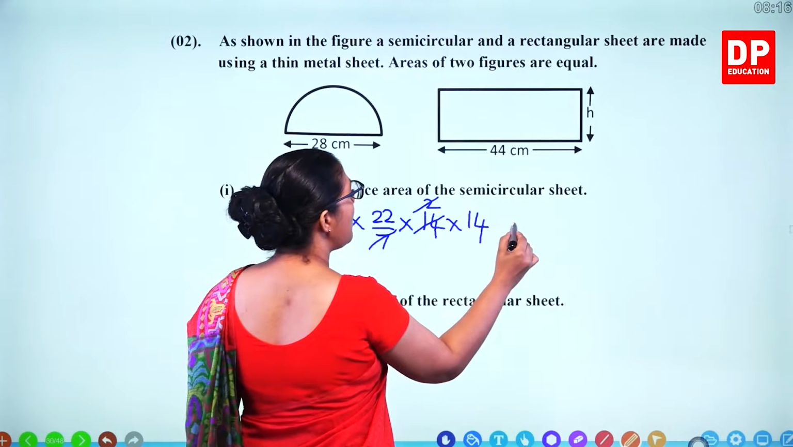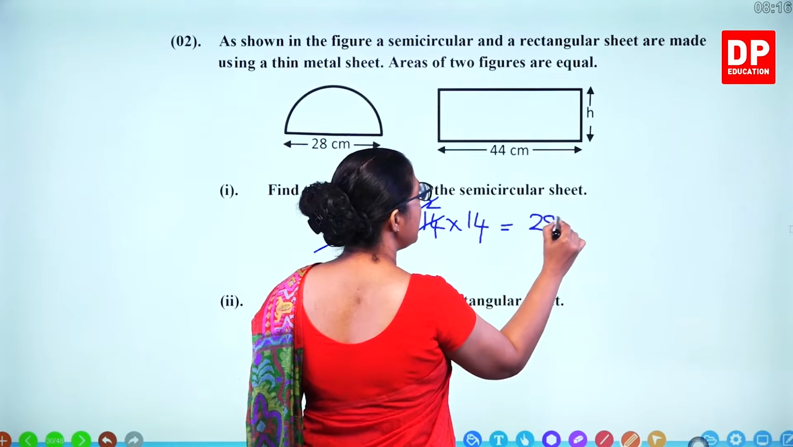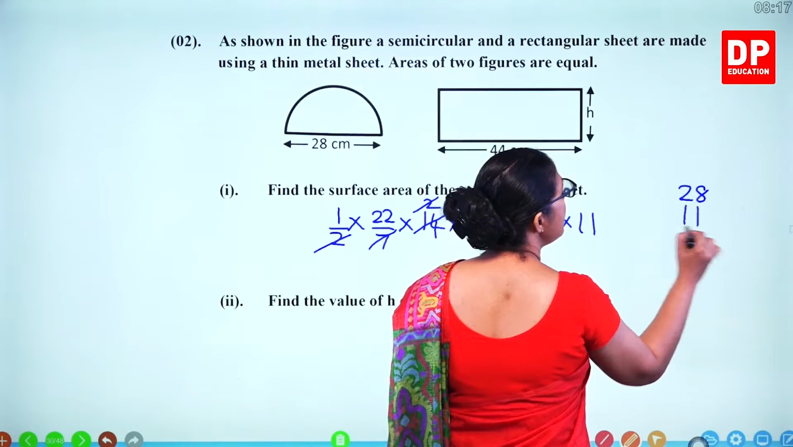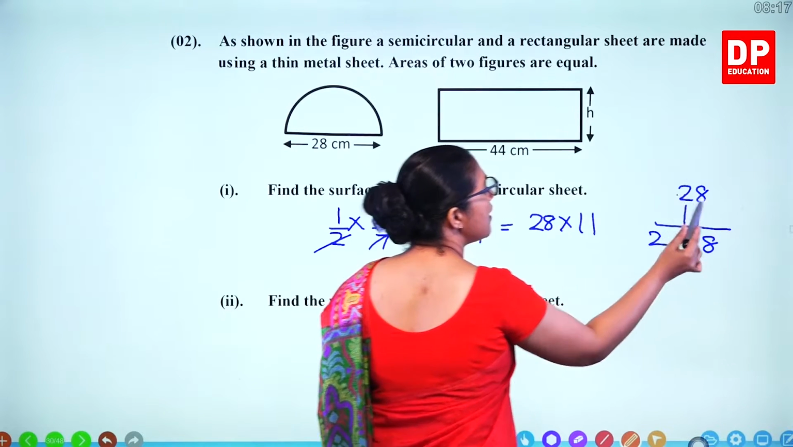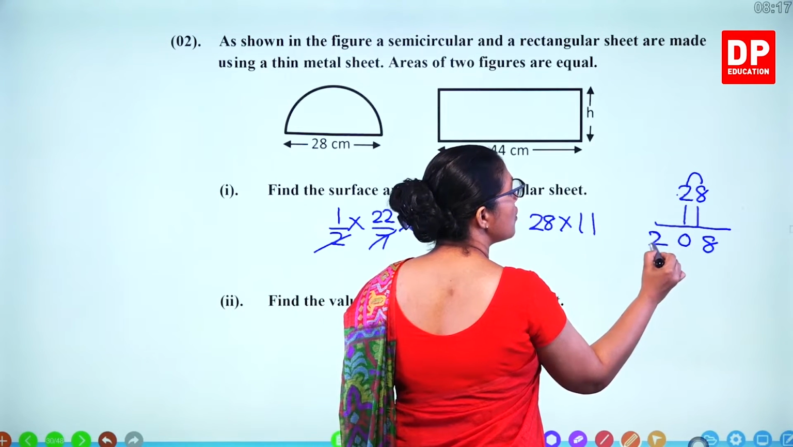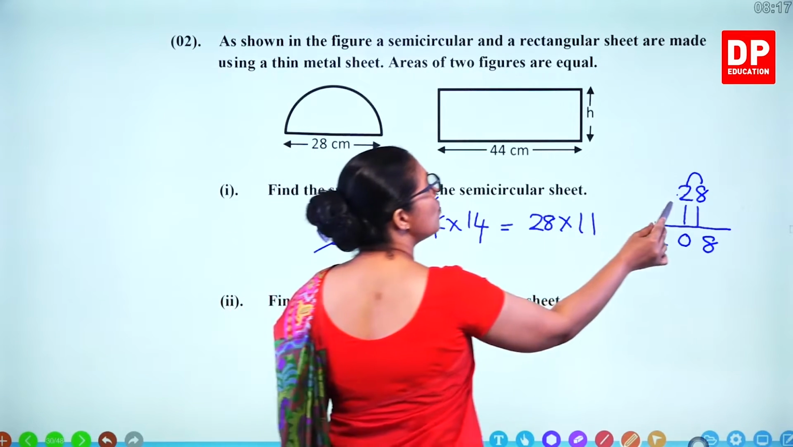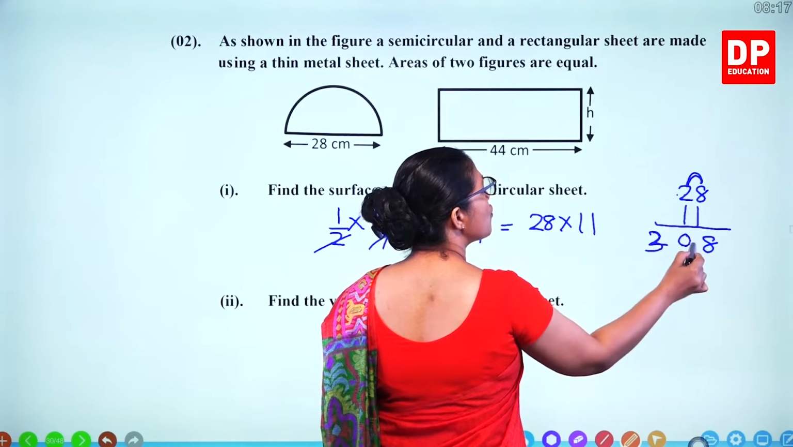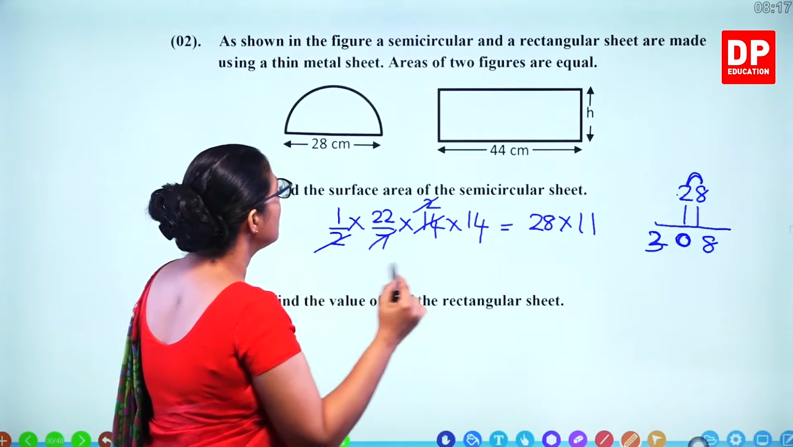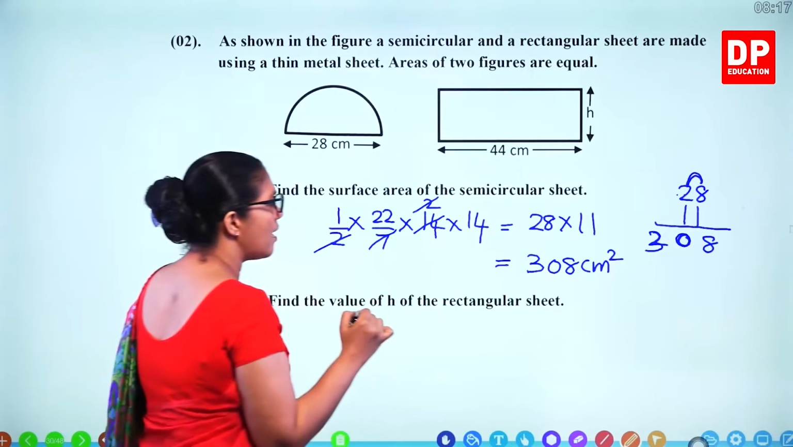So what's the easiest way? You can take 2 here. So 2 times 14, that's 28 times 11. You know how to multiply by 11 easily. We split the 2 numbers there and we add 8 plus 2, 10 and 1 remaining. So this becomes 308. That's the easiest way to multiply by 11. So 308 square centimeters is the answer.